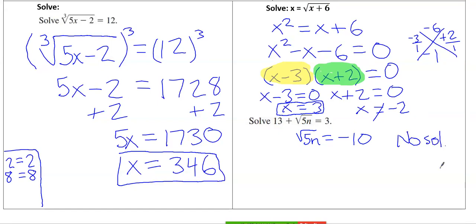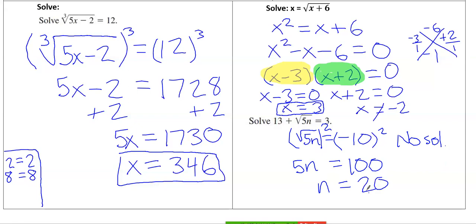But I may not know that when I'm really in the heat of doing a test. So I may end up just squaring both sides here and going, yeah, I can do this. I could just square both sides. And I get 5n is equal to 100. Divide both sides by 5, and I get n equals 20. And I think, good, everything's cool, n equals 20.